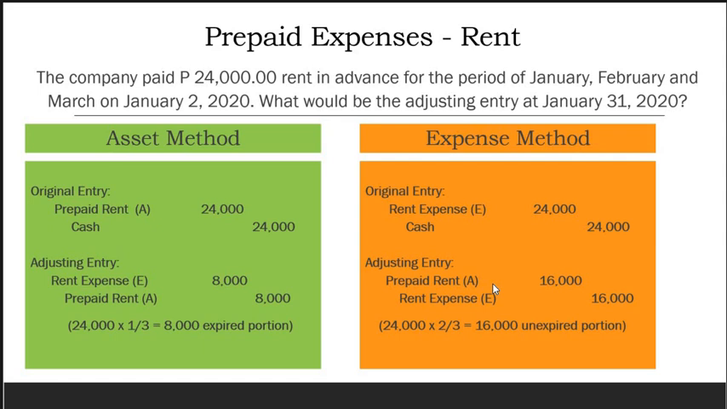So, asset portion naman. Sabi natin, 24,000 is good for 3 months. So, ibig sabihin pagdating ng January 31, 1 month already expired, whereas 2 months ay hindi pa expired. So, that is why dito sa computation natin, that's 24,000 times 2/3, or equivalent to 16,000. This represents the unexpired portion. So, take note, ito yung amount na i-recognize natin as our prepaid rent or asset. So, 16,000, and then we credit 16,000 for rent expense. Okay? So, that's the comparison between asset method and expense method.